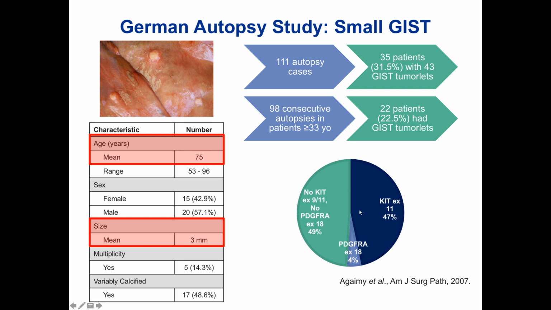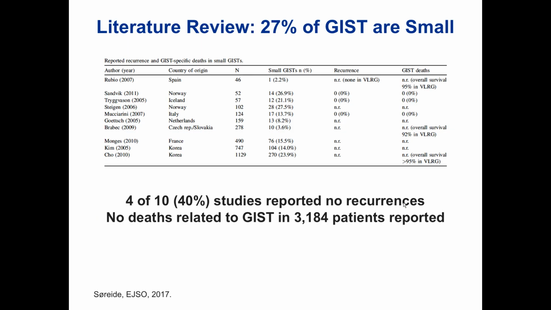And these tended to have most commonly KIT mutations based upon testing that was done sort of in an earlier era of genomic testing. But what this suggests is that small GISTs, often even in the millimeter size range, are very common in patients over 50 years old. Others have looked at the incidence of small GIST across many studies, and if you combine many of these studies from a combination of Europe and Asia, about 40% of the studies reported patients having small GIST, but none of these studies reported any evidence of recurrences of these small GISTs after removal.